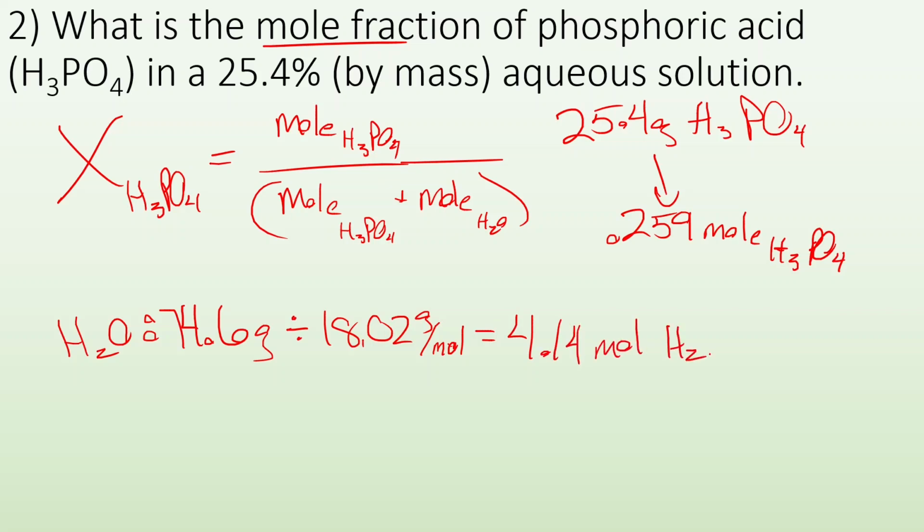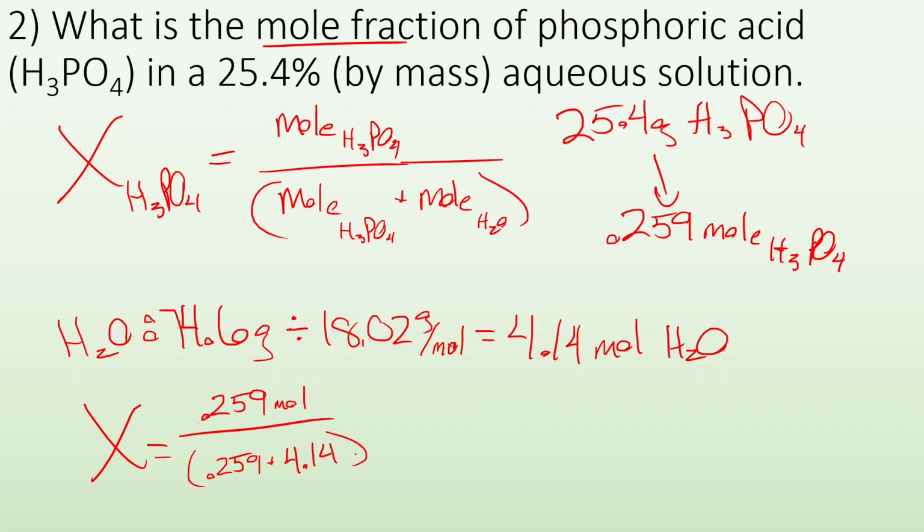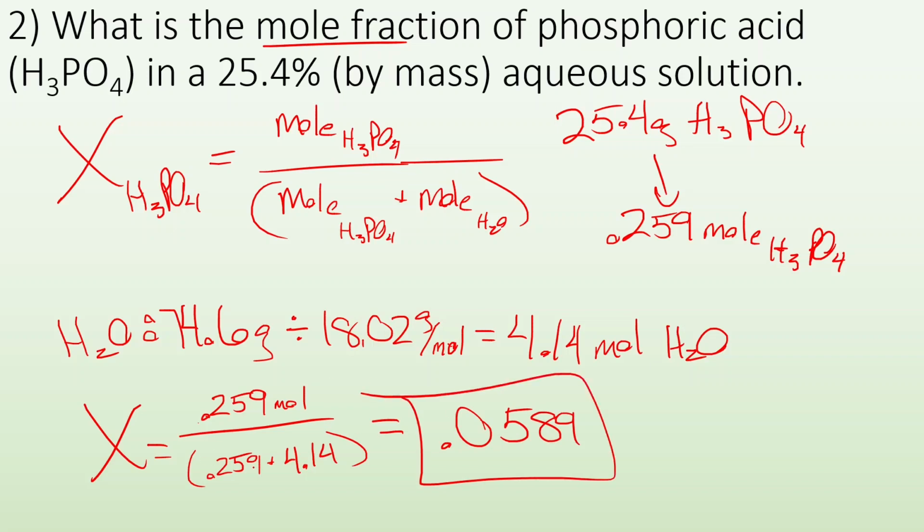moles of H2O. So now my mole fraction is going to be that 0.259 divided by those two numbers added together. So 0.259 plus 4.14. And when I do that, what do I got? I get 0.0589. And that will be my mole fraction for H3PO4.